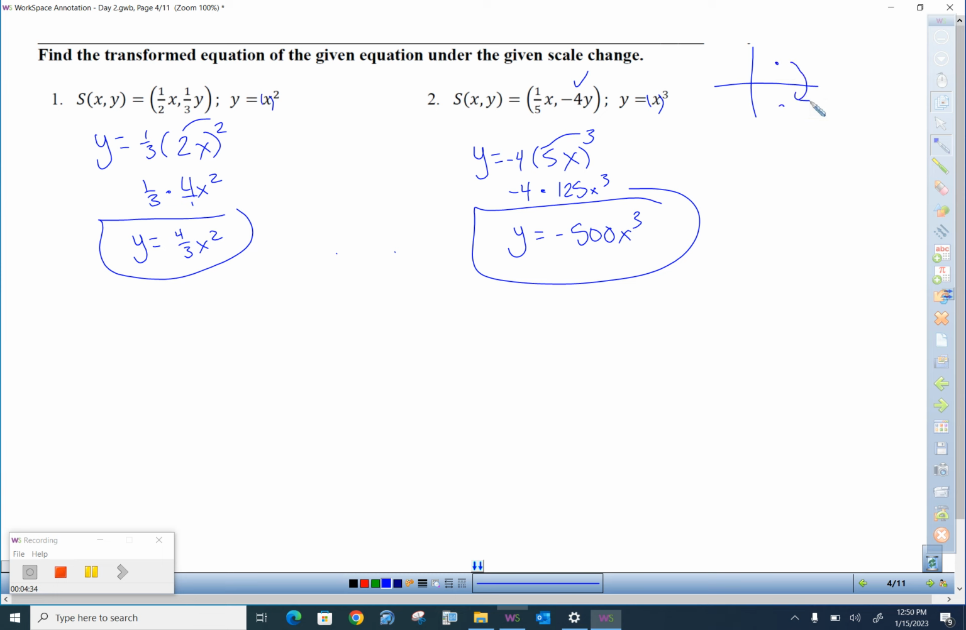That does reflect over the x-axis, and then multiplies by 500 when it comes to the y's. That seems a little crazy based on this, but remember that parent function is getting cubed, which is why it's getting large so fast. Okay.